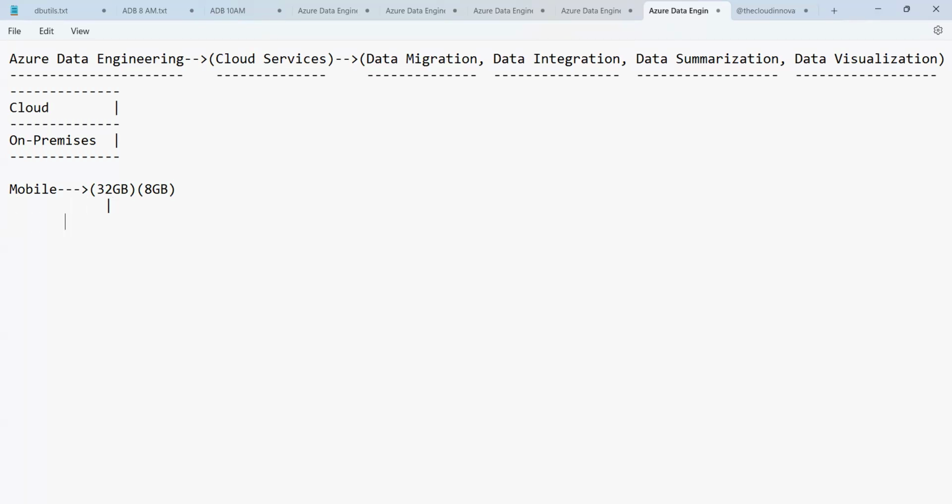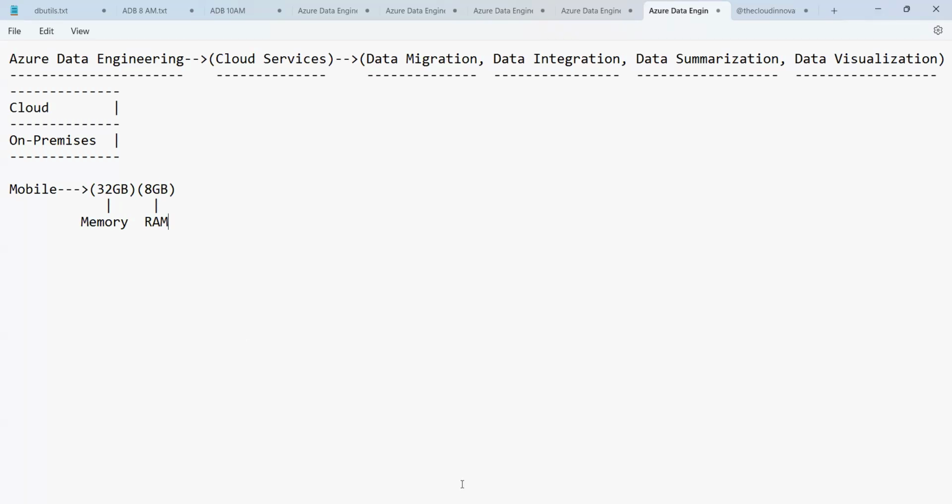This is called the inbuilt memory, whereas this is called the processing speed. That means random access memory, RAM. Am I right? So the inbuilt area of your mobile phone is 32 GB, and the processing speed is 8 GB.